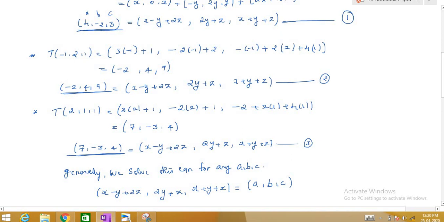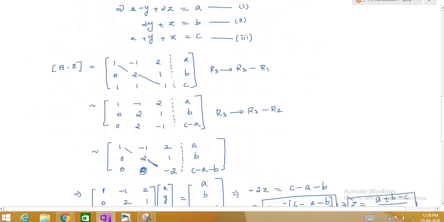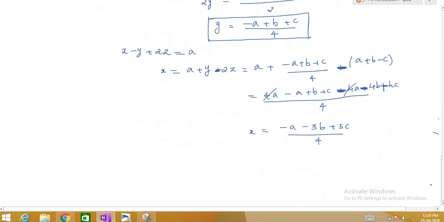And for this, you just substitute a is equal to minus 2, b is equal to 4 and c is equal to 9 for finding the solutions of the second equation. And here you just substitute a is equal to 7, b is equal to minus 3 and c is equal to 4. So I'll just give you one demo. So from 1, we have the LHS as 4 comma minus 2 comma 3, right? So you just substitute a, b, c here.